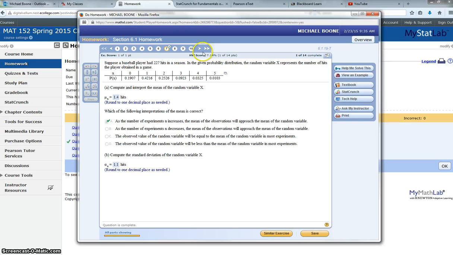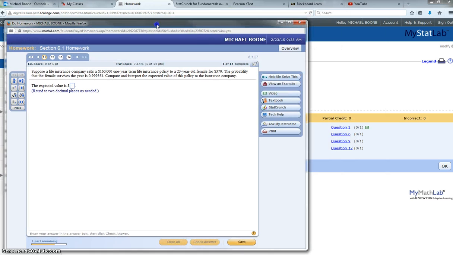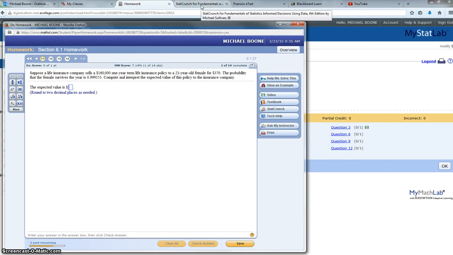Let's look at one other problem real quick. And so if you have an expected value here, you actually have to create your values. So on something like this, there is a net cost and then the probability of it happening. So let's look at this one real quick, and I'm going to go to StatCrunch. Let's look at it real quick.